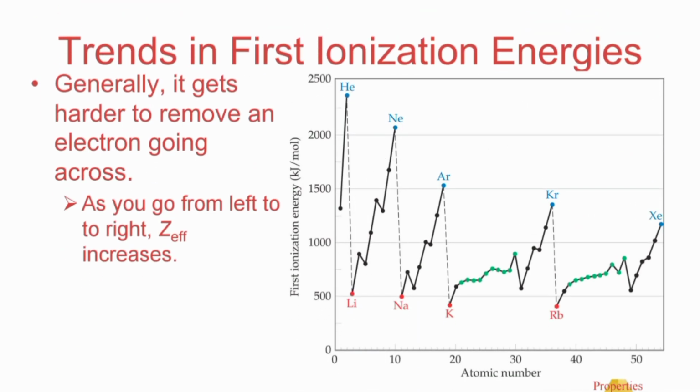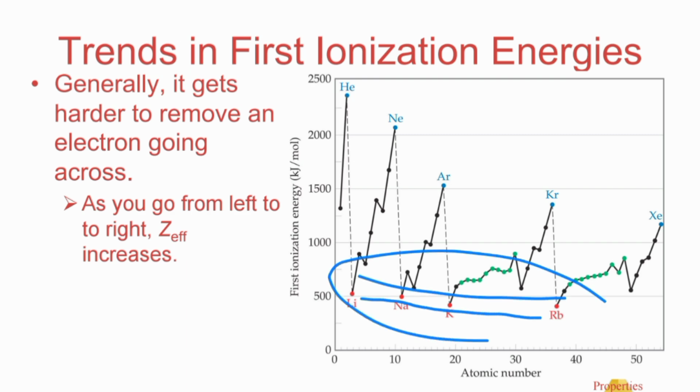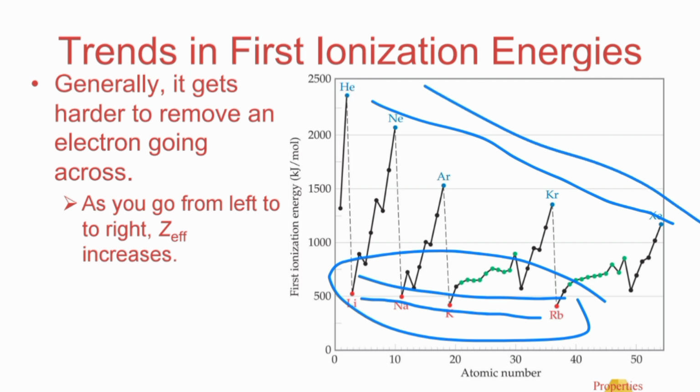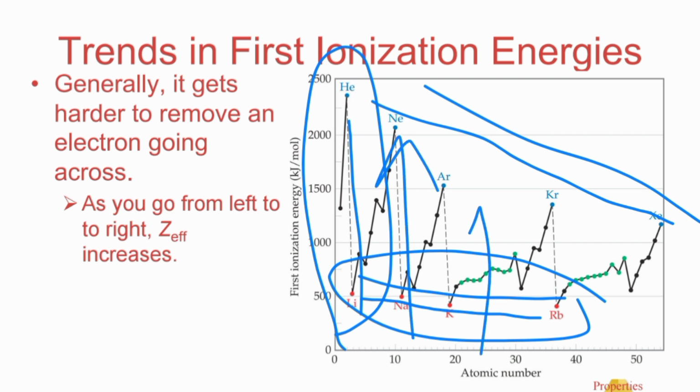Trends. Generally it's harder to remove an electron as we move across a period. We have to give more energy as you go from left to right. Effective nuclear charge increases, so ionization energy increases. You can see here helium, argon, krypton, and xenon. This is for a group, and this is also for a group. These are decreasing, but in the period it is increasing.